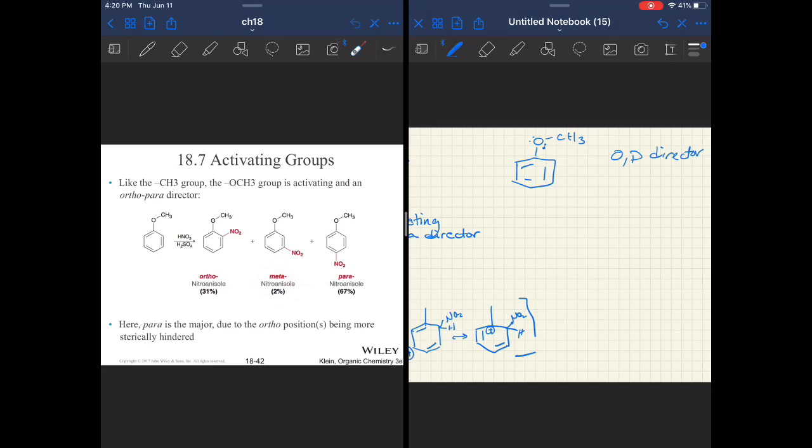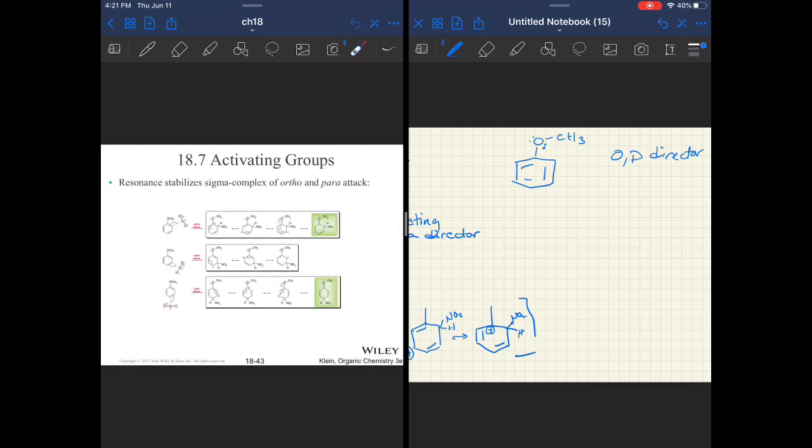However, you kind of see a switch between ortho and para. There's still two ortho positions, so why is there more para? The OCH3 is bigger than the CH3, so it's just a little bit harder to get into the ortho position than to get to the para. It's still perfectly acceptable to call both of these the major products.